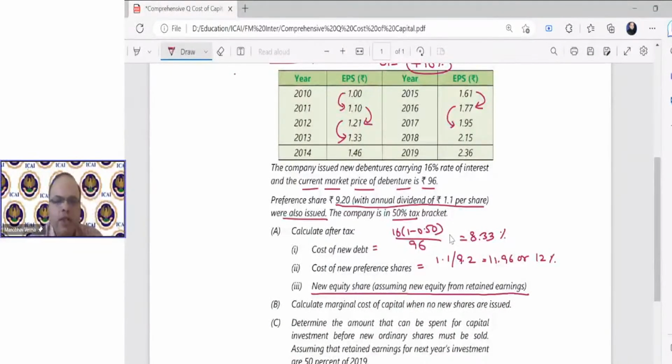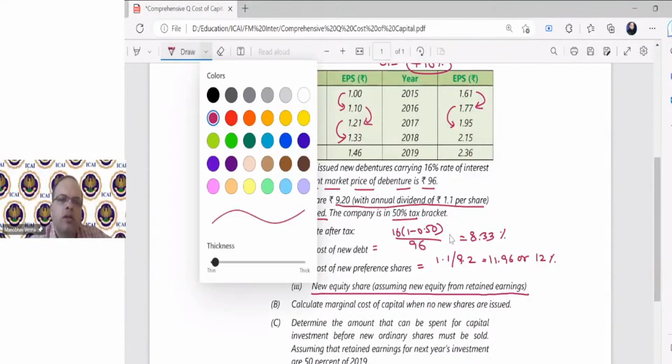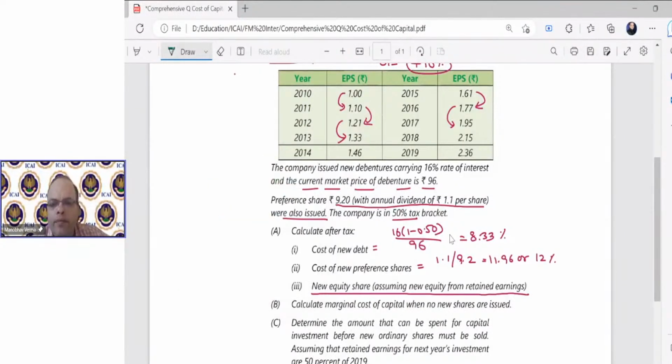Now, the next one is new equity shares, assuming that it is the new equity from retained earnings. That means we're not even talking about it right now. From retained earnings means existing equity. So we are not even talking about flotation cost as of now. Hence, we say that cost of equity is equal to.